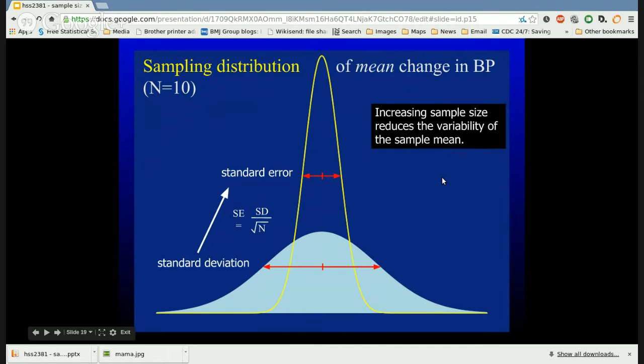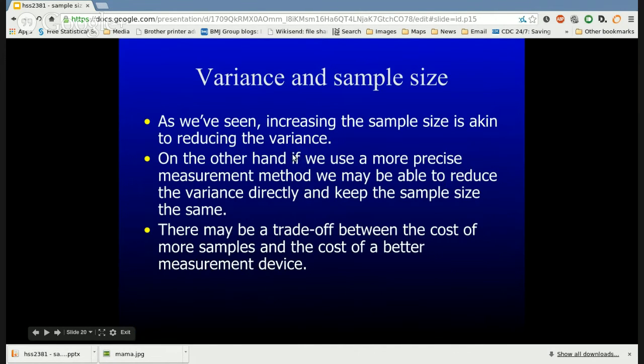Okay. So increasing the sample size is like reducing the variance, reducing the width of that distribution. So if we use a more precise measurement method, we can reduce the variance and keep the sample size the same. What does that mean? That means that, let's say we had a better way of measuring blood pressure. Let's say we had a better way of selecting individuals with lesser variability, then we may not need as many people to get the same reduction in standard error. So one way of reducing standard error is to get lots of people. Another way is to get better measurement or a more controlled selection process of my population.